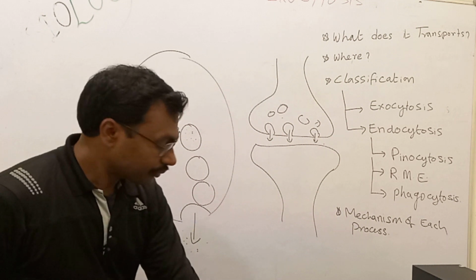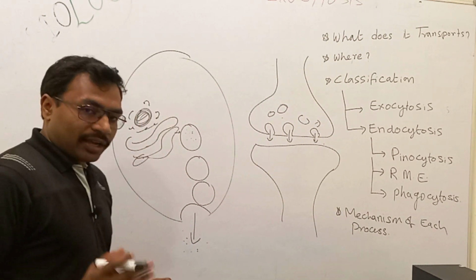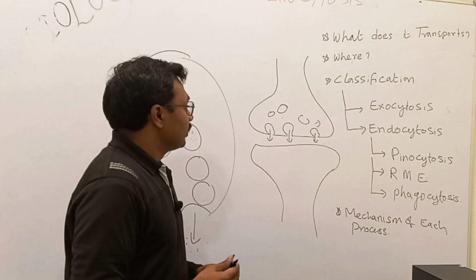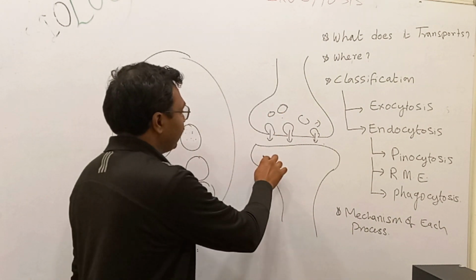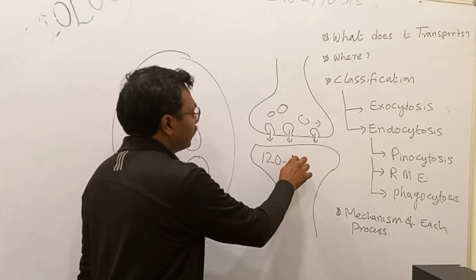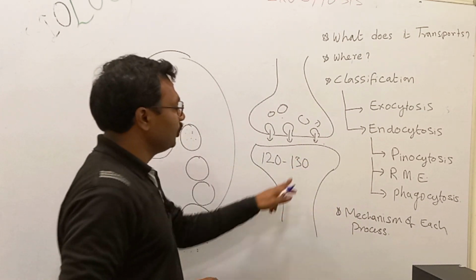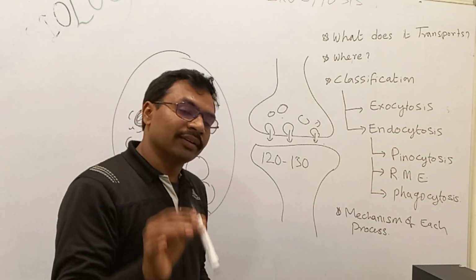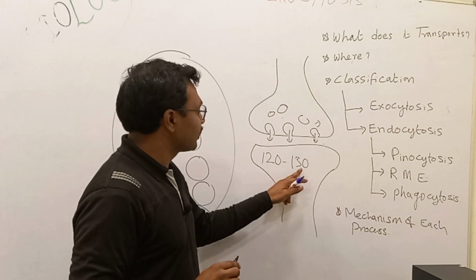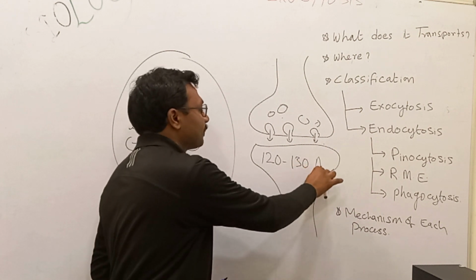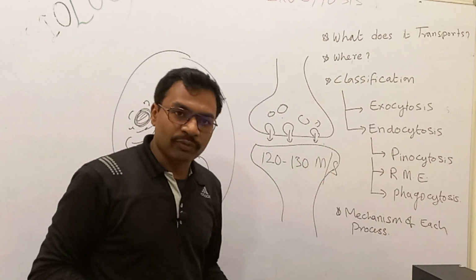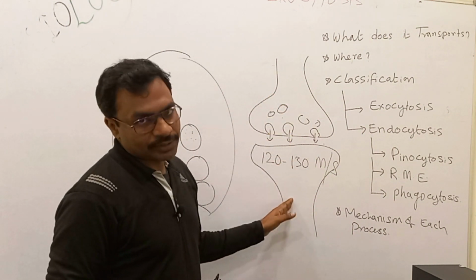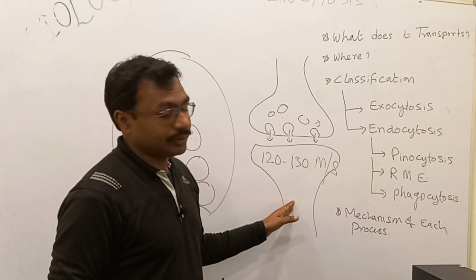And then, how fast can exocytosis happen? I just went on reading some articles. The maximum speed of action potential, neuronal transmission, reaches up to 130 meters per second. 130 meters per second is the maximum speed of neuronal action potential transmission.